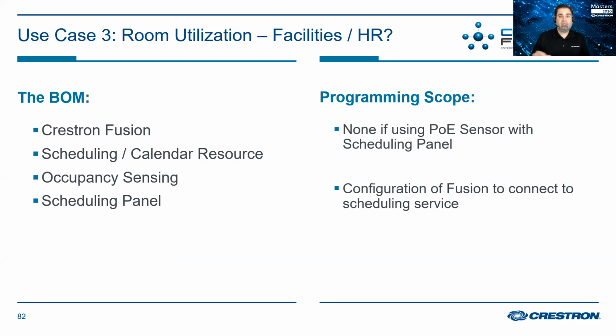scope to accomplish this. Okay, and it really is just a matter of configuring the Fusion to connect to the scheduling service, and the occupancy data is going to come along with it, including automation like decline for no-show. That's all going to be between the occupancy sensor and the scheduling panel. That's all that needs to exist for that function to happen. Oh, 10 minutes after the hour, people didn't show up, release this room back to inventory.